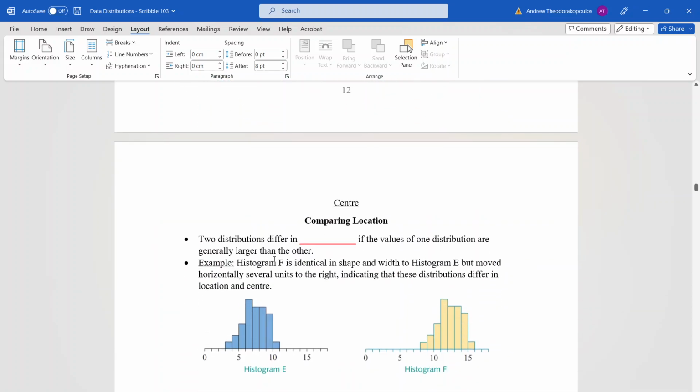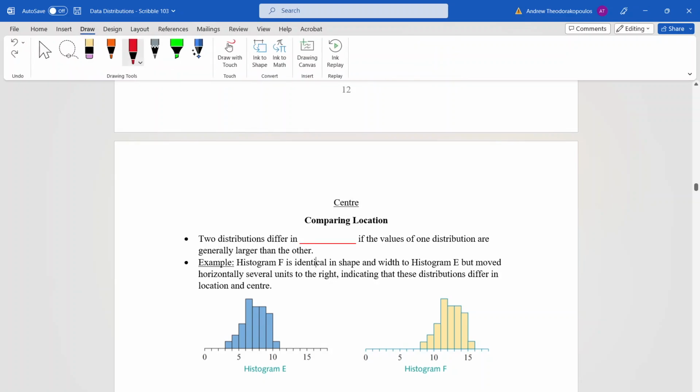So now talking about center, we're going to be just simply talking about how two distributions might differ in center if the values of one distribution are generally larger than the other. Okay, as you can see here, they both look the same, both histogram E and F.